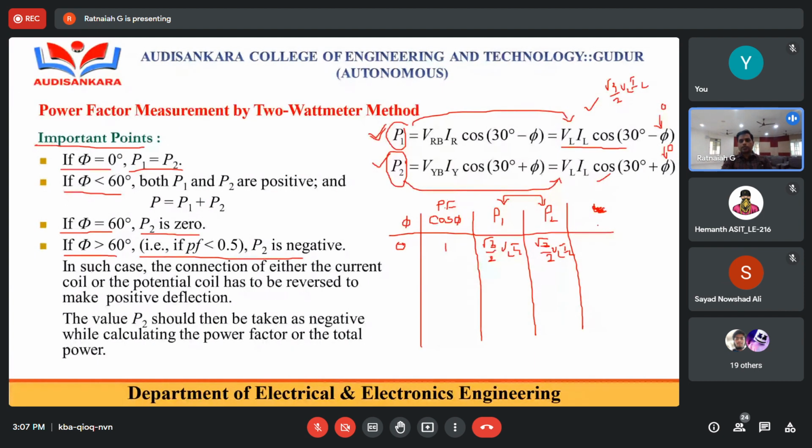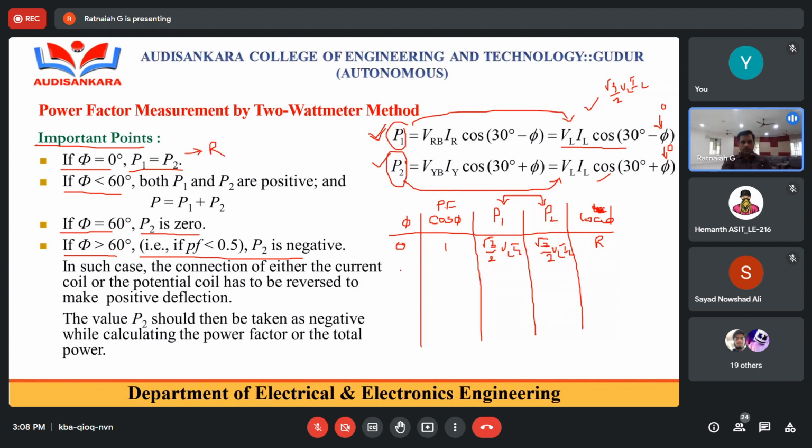So when the power factor is unity, the nature of the load should be resistive load, because both the wattmeter readings are positive as well as both are same. When P1 is equal to P2, automatically the nature of the load is resistive load.